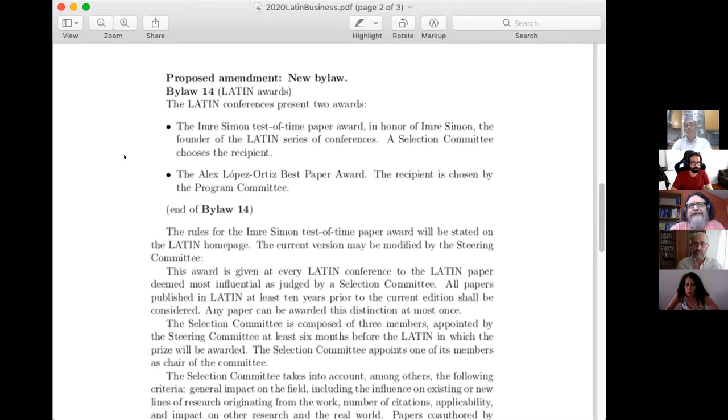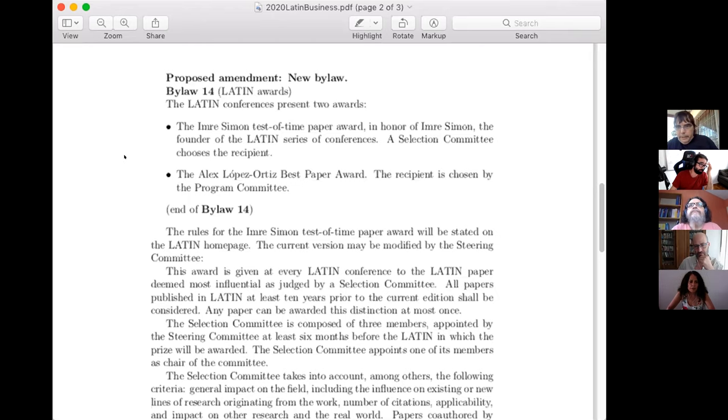The PC is doing it, and may declare whatever. If there is no money, pay no money, but they still get the award. You still say you won the award. So I would only add, on the IMBRE Simon, that the steering committee chooses the selection committee for this. Daniel, I think it's written below.